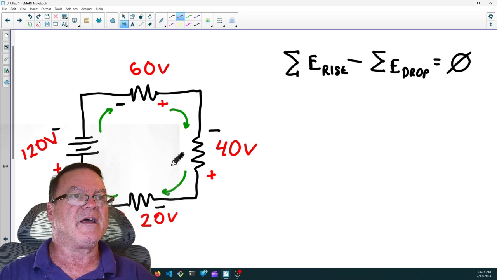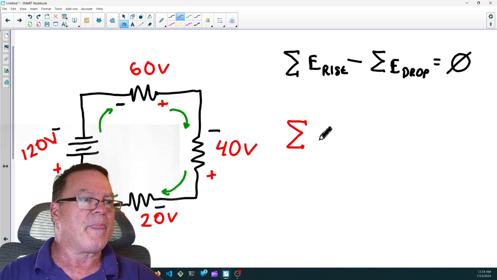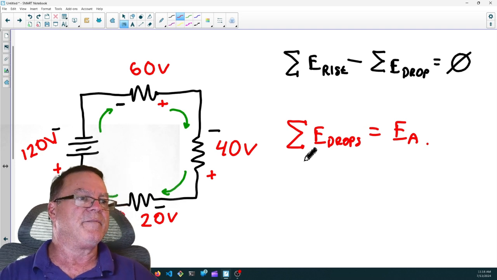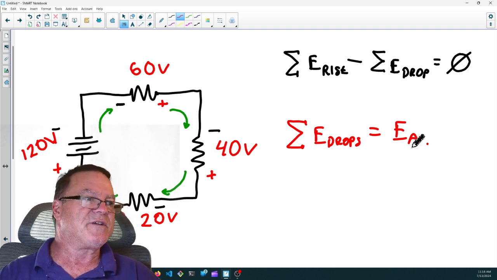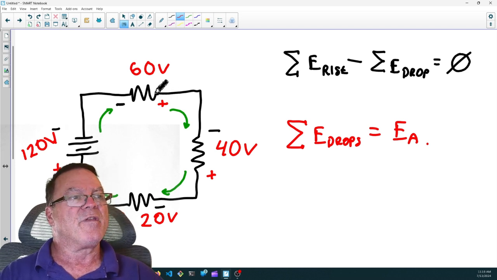Suffice it to say that the sum of the voltage drops added together equals a voltage source, or applied voltage as they call it. So the sum of the voltage drops equals the applied voltage. But it's more than that.